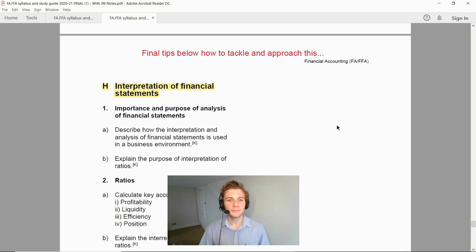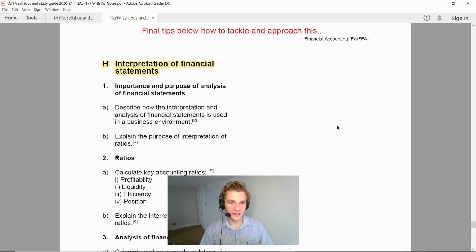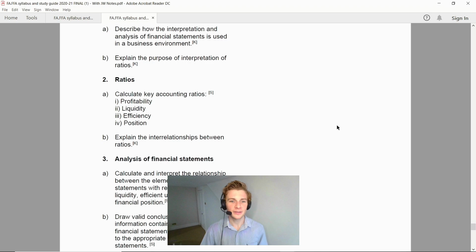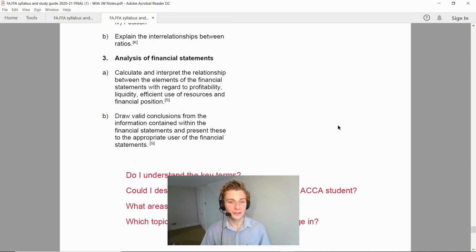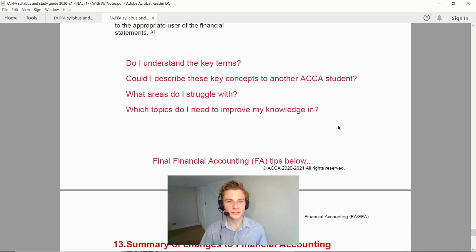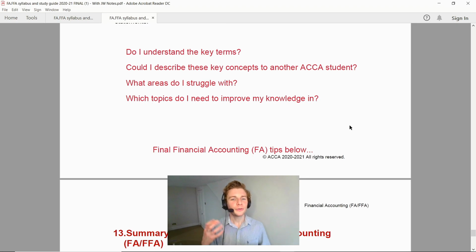And then, well, we've got to look at some final tips on how to tackle and approach this. So H is the final one in terms of the interpretation. I'm going to leave that on there for you to go through in your own time as well. But the main questions you've got to be asking yourself when you're going through this in your own time is, do I understand the key terms? So checking them off one by one as you go through. Could you describe those key terms or concepts to another ACCA student? That's why I send this document over to them with the video and say, look, you do part A, I'll do part B, and then tell me what you learned from it.